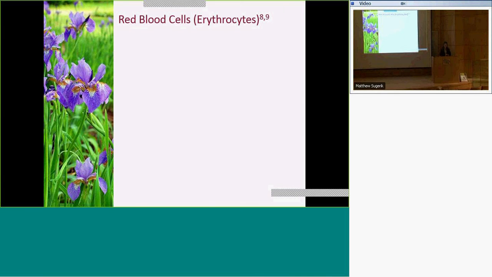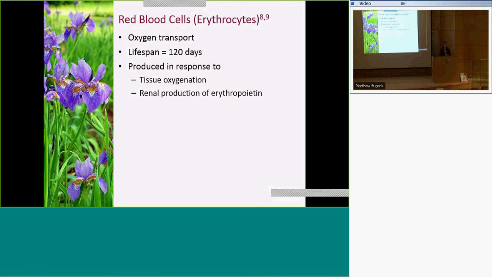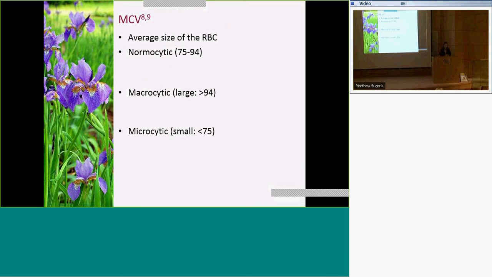All right. So red blood cells, as you know, are the bits that carry oxygen. They live for 120 days. We make them because of tissue oxygenation. So if you're not oxygenating enough, you make more of them. And you also need a functioning kidney to make erythropoietin to tell the bone marrow to do it.